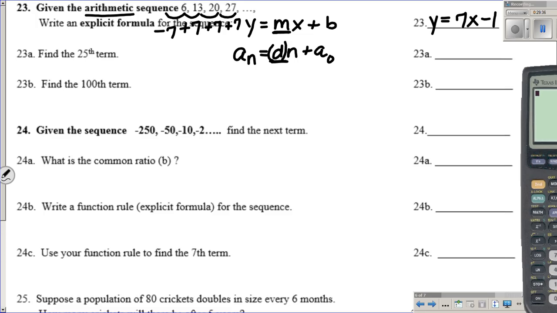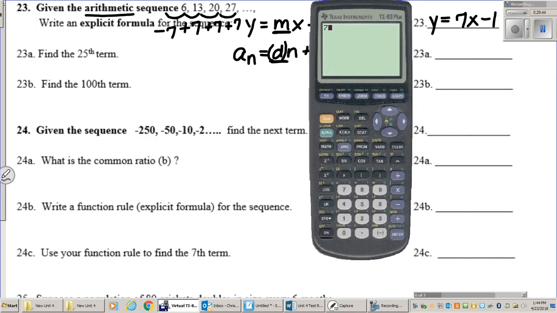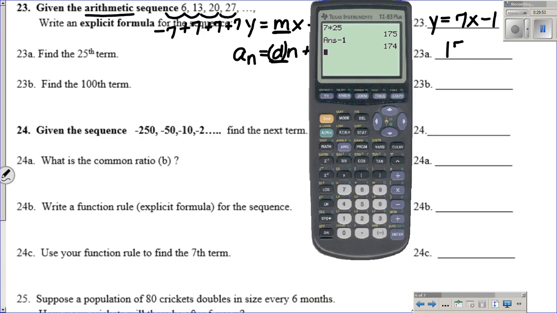Now that we have the explicit equation, part 23a says find the 25th term. So all I need to do is substitute 25 in for x, so 7 times 25, and then once I have that product, 175, we're going to subtract 1. So the 25th term in the sequence is 174.